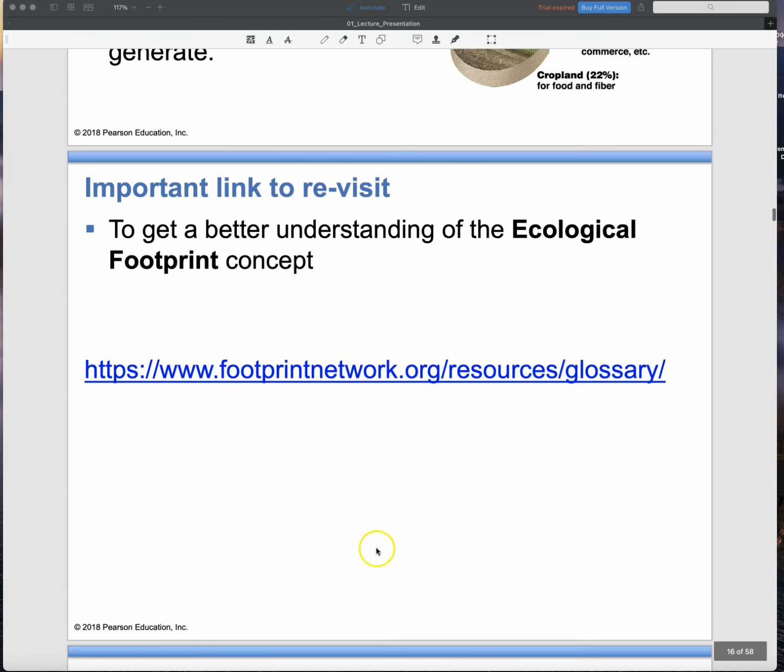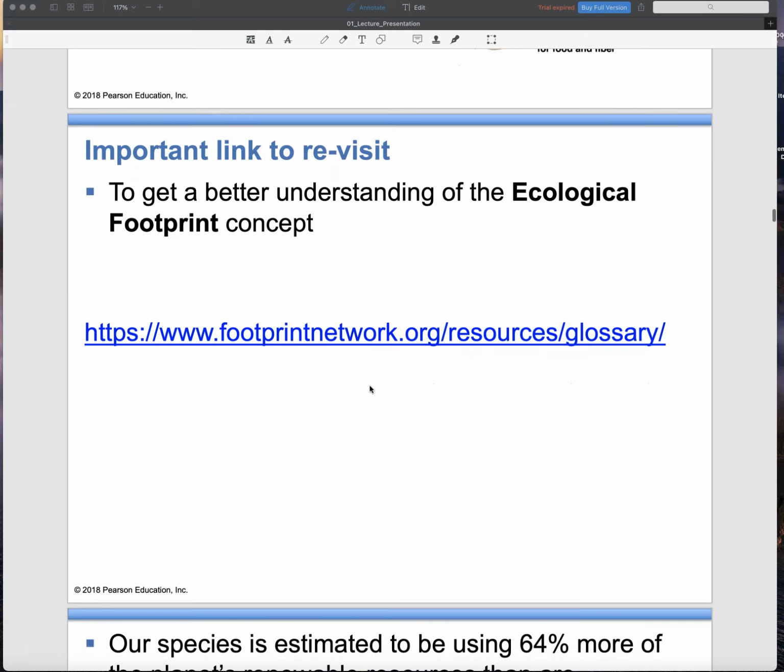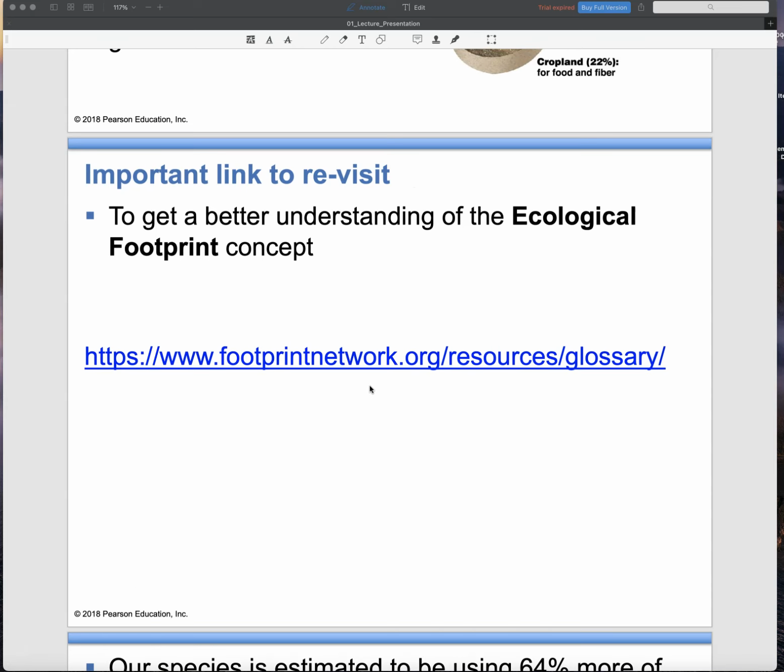Okay, again, I strongly suggest to go to this page, which is the page that I show you in the introductory video about module number 1, because in there you're going to find a lot of important information about the ecological footprint that is not included in your textbook. And then you're going to be able to understand better this concept.